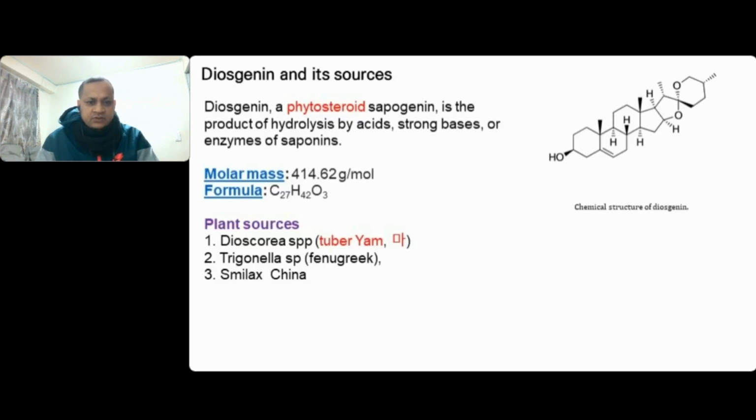First I want to introduce what diosgenin is. Diosgenin is a phytosteroid saponin, the product of hydrolysis by acid, strong bases, or enzyme. This is the molar weight, and this is the chemical formula. The main source of diosgenin is plants. Dioscorea species, like tuber and yam, Trigonella species, and also Smilax china. These three plants are rich sources of diosgenin.